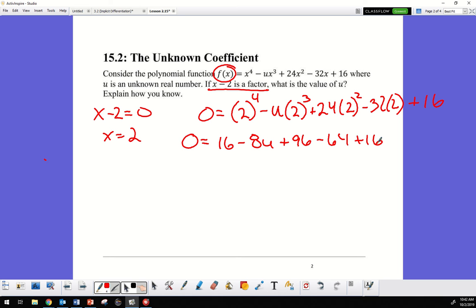Yes? No? Maybe? Anything? What'd you get? You don't have it. What's 16 plus 96 minus 64 plus 16? 66. That's 96, that's 112 minus.